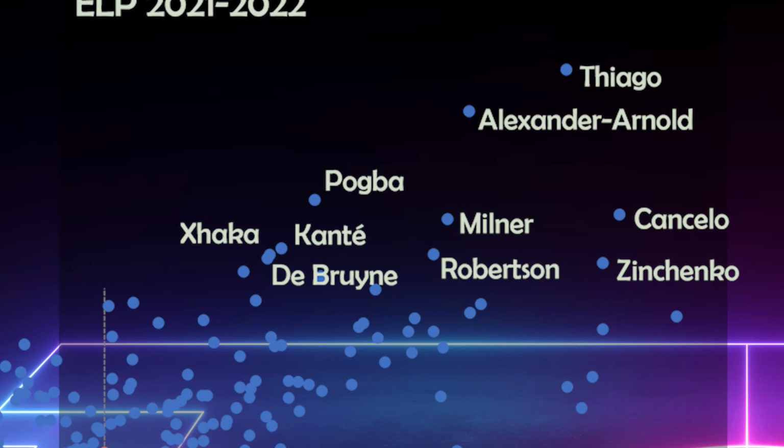Kante is somewhat surprising, seen as more of a holding midfielder, although we have seen his role evolve over the last couple of years to be a more front foot player, rather than just protecting the back line and tackling and so on. Xhaka, again much maligned player, but probably more for his indiscipline and his defensive mistakes, would generally be considered to be good on the ball. De Bruyne is an obvious one.